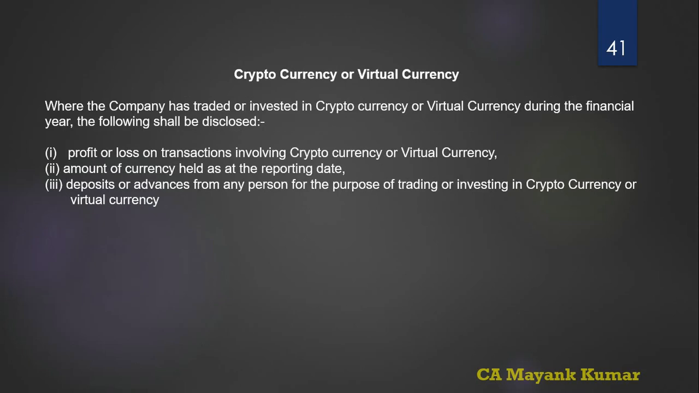Next relates to cryptocurrency or virtual currency. So if the company has traded or invested in cryptocurrency or virtual currency during the financial year, then the company will have to disclose the profit or loss on transactions arising from such cryptocurrency or virtual currency. Next, the amount of currency held as on 31st March, the balance sheet reporting date, and the deposits or advances from any person for the purpose of trading in such currencies.